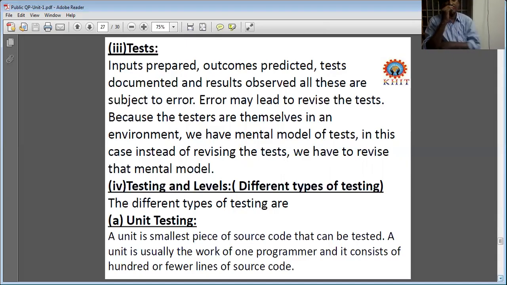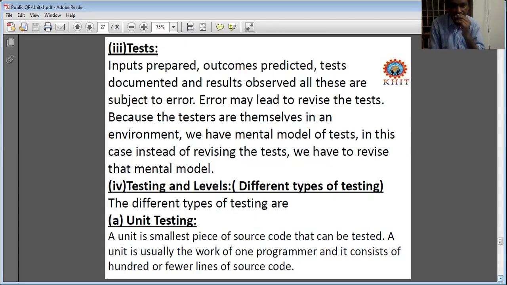An error may lead to revising the test, because the testers are themselves in an environment. We have a mental model of testing. In this case, instead of revising the test, we have to revise that mental model. The mental model should be revised. Next, testing and levels, that is, the different types of testing.